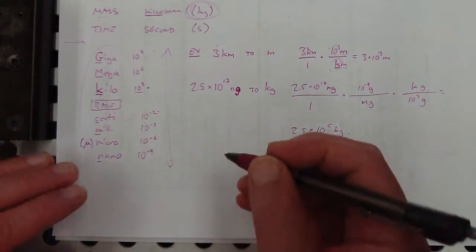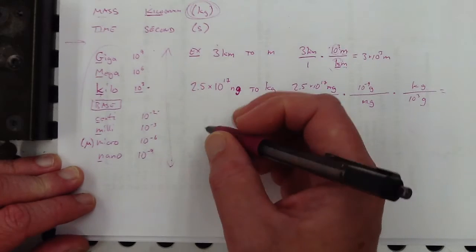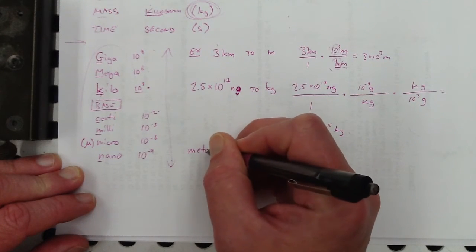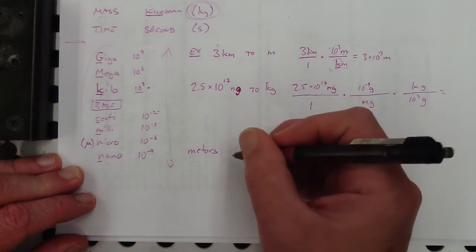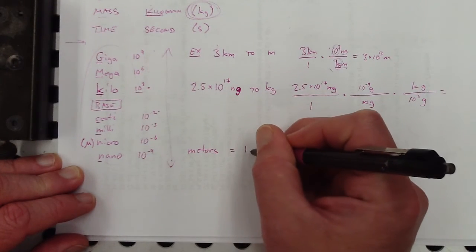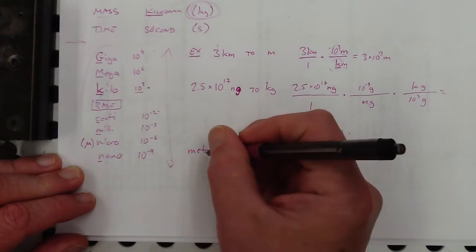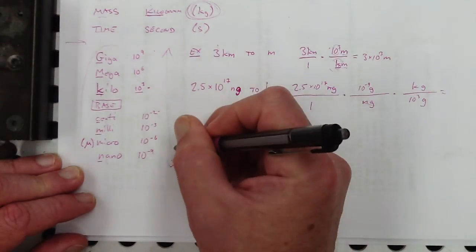Now, what if you have to do conversion from some of these things, but then also to other units? Like, for example, do you know how many meters there are in 1 mile? Well, let's see. I do.